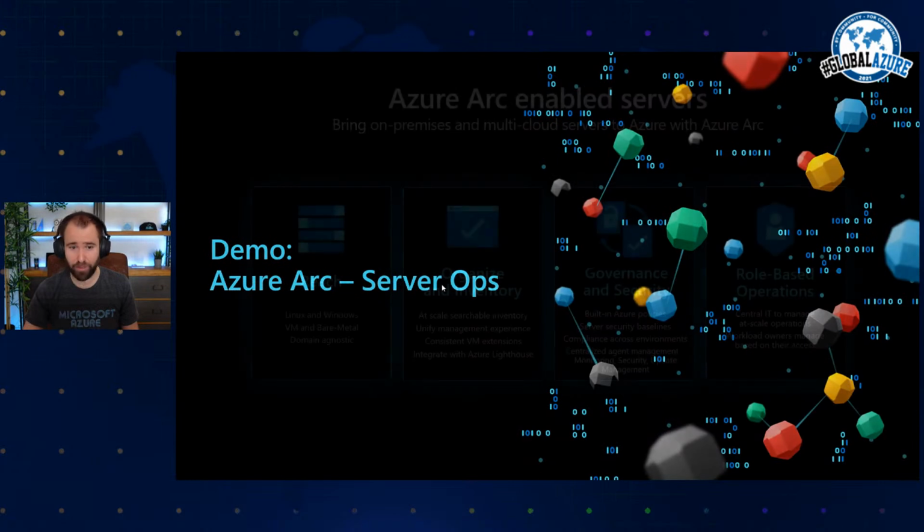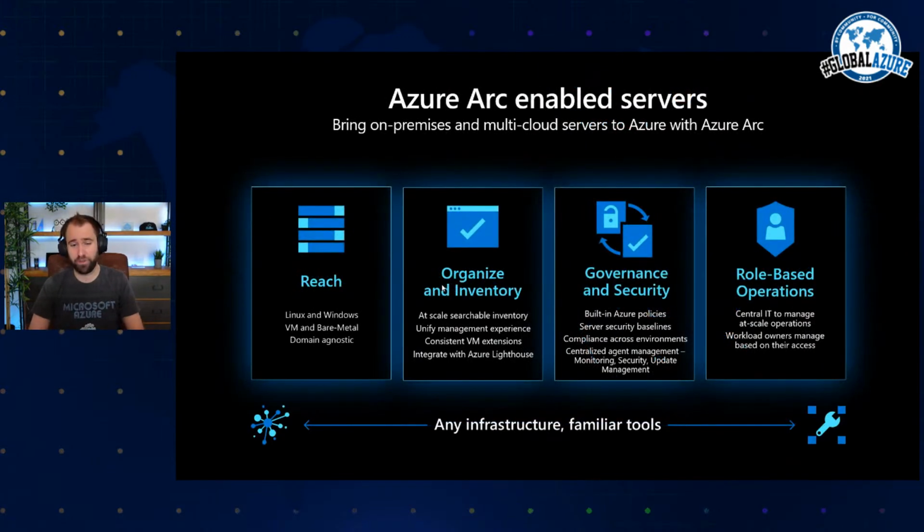So we need to finish up. So let me quickly switch back to the slide here. Again, quick overview about the Azure Arc enabled servers. I showed you mostly servers, but most of that also obviously works with Kubernetes clusters and other tools. So you get that centralized reach. So you can use Linux, Windows servers, VMs, physical machines, completely domain agnostic, running wherever they run.